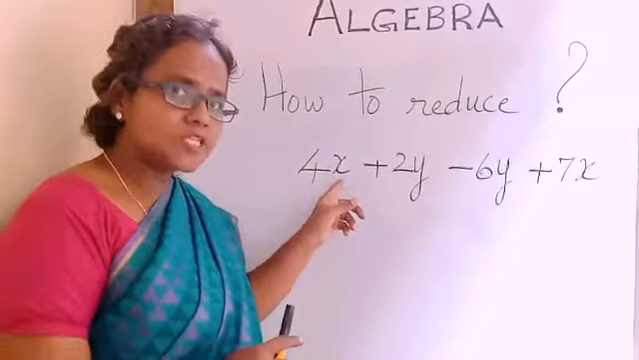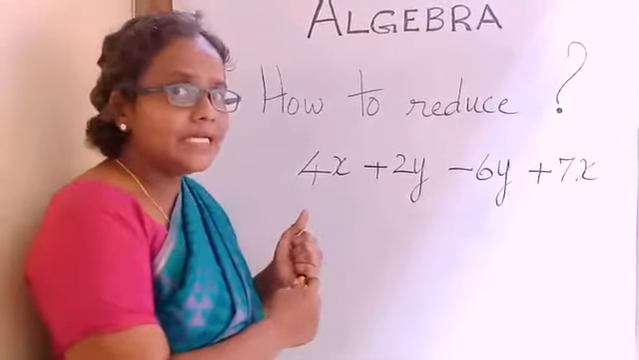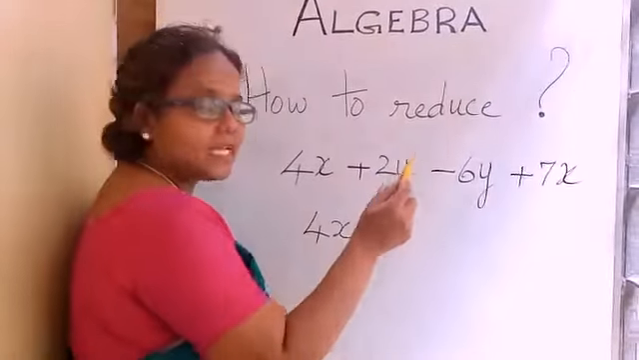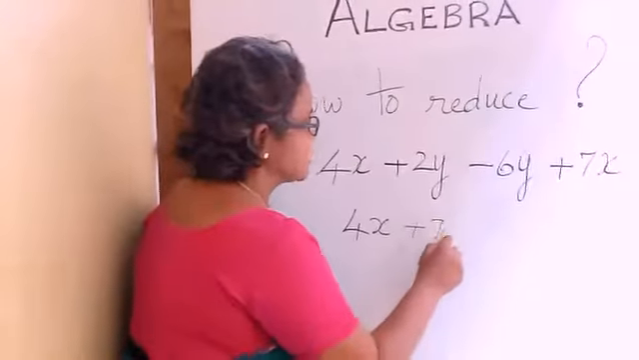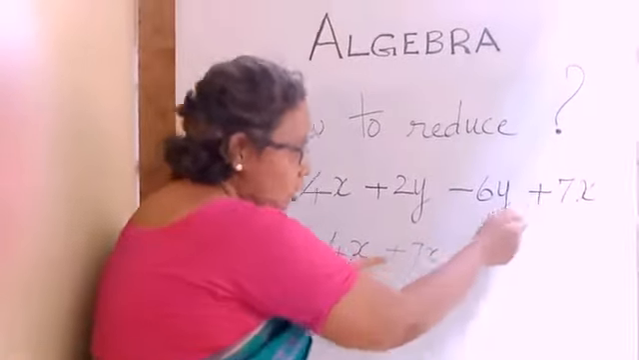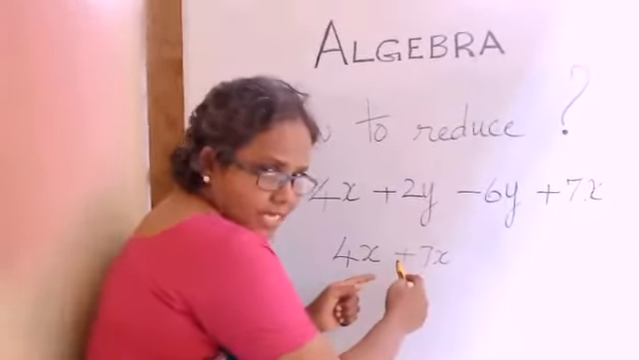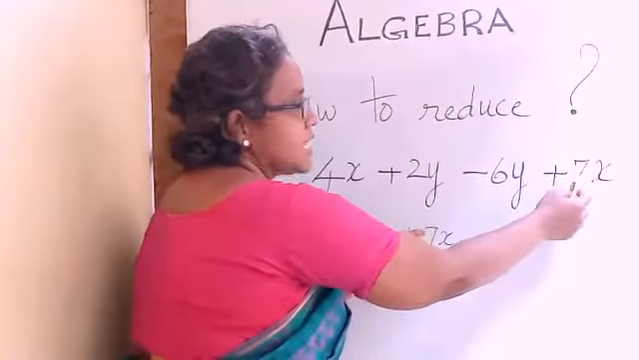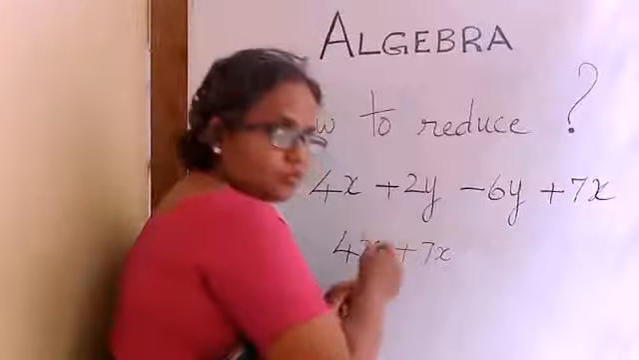Look at this algebraic expression. What are the like terms? 4x, and the next like term is plus 7x. Okay? See how I am writing. I am bringing down along with the sign. See, 4x I brought down, 7x along with its sign I brought it down.